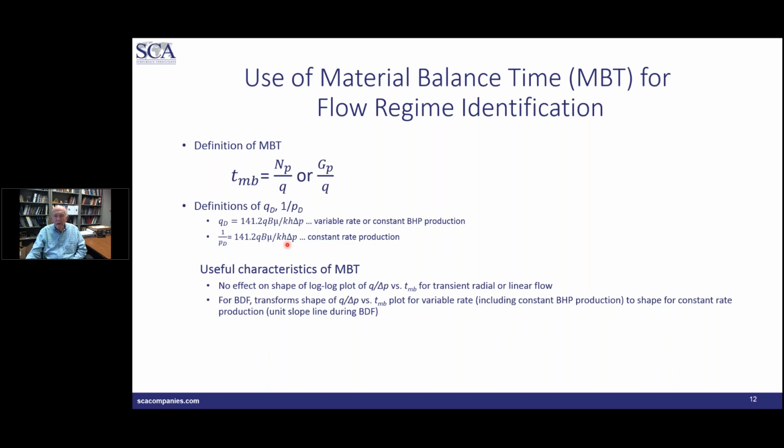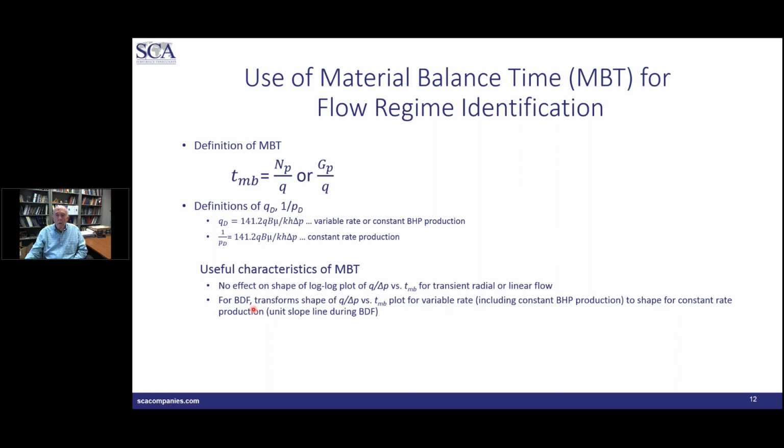Well, what does this have to do with material balance time? What we'll see on the next couple of slides is that if we plot Q over delta P from a long-term production period for a well of interest, if we plot that versus material balance time, that will not change the shape of the curve during transient radial flow or transient linear flow. In other words, a log-log plot of Q over delta P versus ordinary time, or a plot of Q over delta P versus material balance time, will have the same shape of the curve on that plot in both cases.